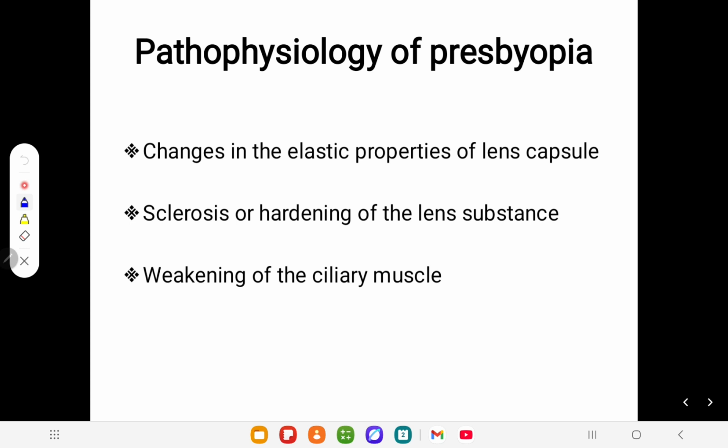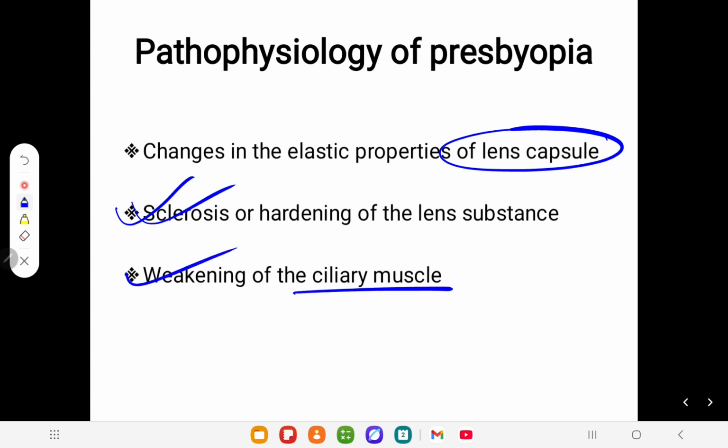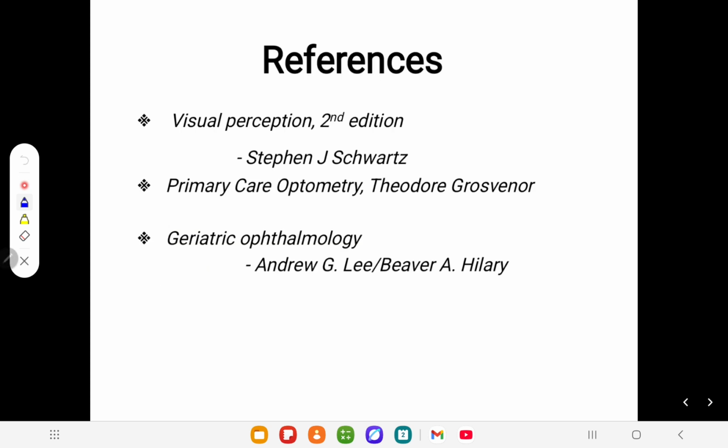So, pathophysiology of presbyopia: change of elastic property of the lens capsule and the crystalline lens. Sclerosis, this one is very good. Sclerosis or hardening of the lens substance, the crystalline lens, and weakening of ciliary muscles. I think it's not that compelling a theory, but there is this theory. I'll definitely talk about other stuff in part 2 and part 3. There are 3 parts, I have already told you. I think these are the great references. You can see I have taken all the things from this reference.